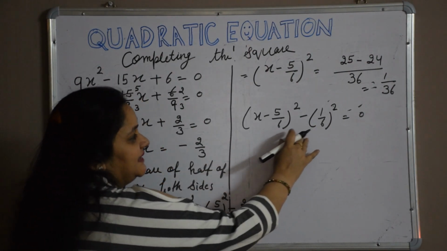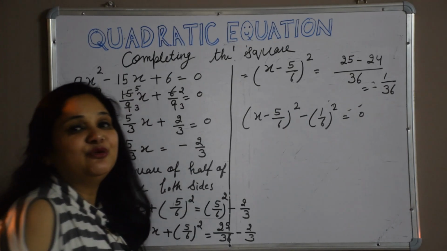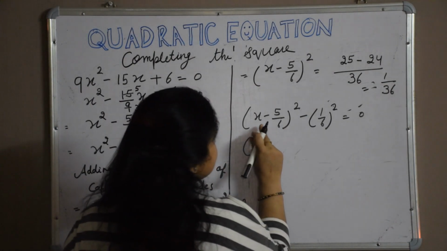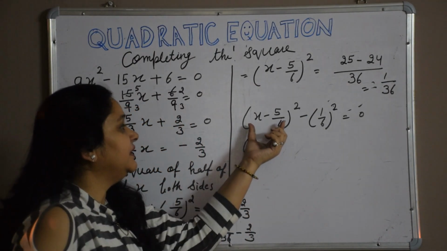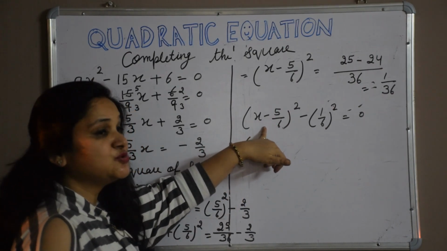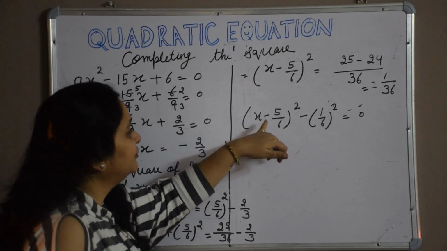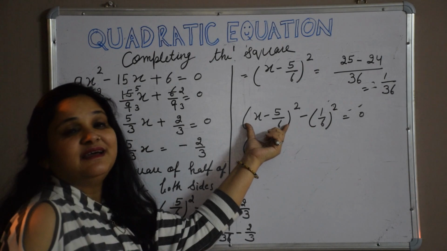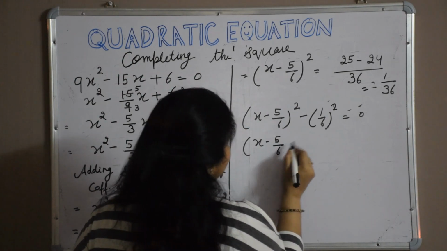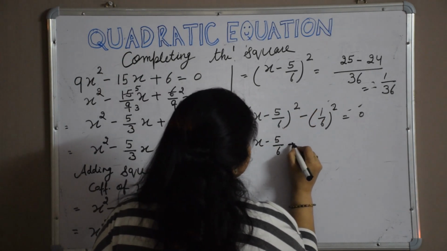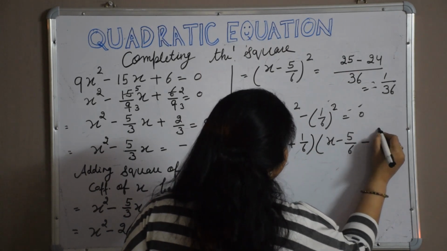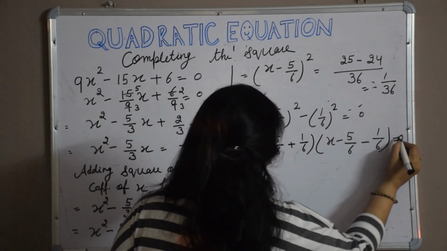Now it becomes a square minus b square, and we know that a square minus b square is a plus b into a minus b. So a is x minus 5 by 6. See carefully, x minus 5 by 6 seems two terms, but they are in a single bracket, so our a is here a combination of two terms. We will consider it as a single term here. So x minus 5 by 6 is a, and b is 1 by 6: x minus 5 by 6 plus 1 by 6, into x minus 5 by 6 minus 1 by 6 equals 0.